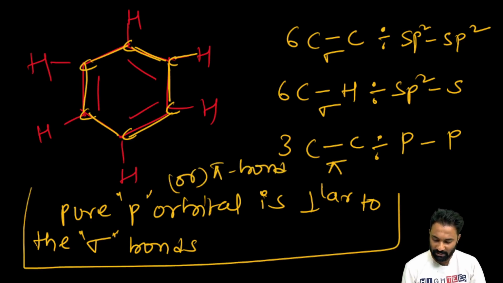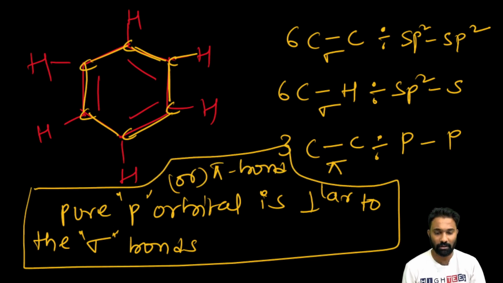If you remember this key point, whatever question they may ask about the benzene, you will never and ever make a mistake. Only this one key point you have to remember: benzene's pi bond is perpendicular to the sigma bonds. Perpendicular to the sigma bonds. Clear? Now this is about the benzene.